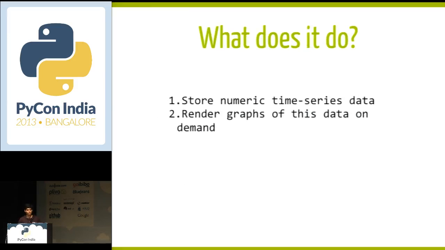Okay, so this is what Graphite does. Okay, it stores numeric time series data. It accepts data in a number of protocols, and with each timestamp, it stores a data value. I'm going to talk more about it in detail. And it renders graphs of this data on demand. So it doesn't store the graph. You just pass a URL with the parameters and it will generate a graph for you on demand.